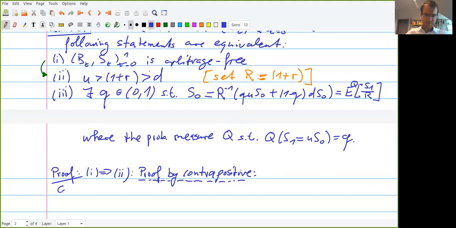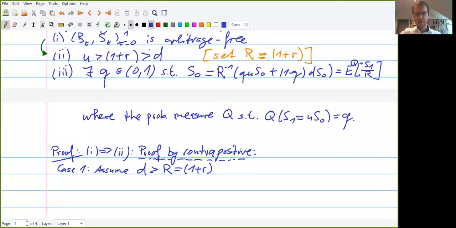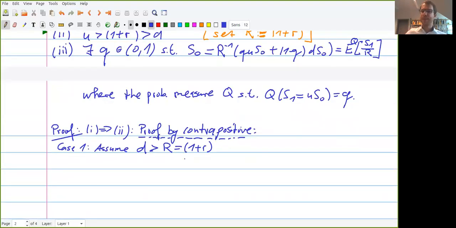Okay. First case, let's assume that, well, the second inequality is not true. So let's assume that D is bigger than R, which was 1 plus R. And given this assumption, we want to construct an arbitrage. Well, so how do we make an arbitrage? So we have two trading periods. So at time t equal to 0, how do we trade?